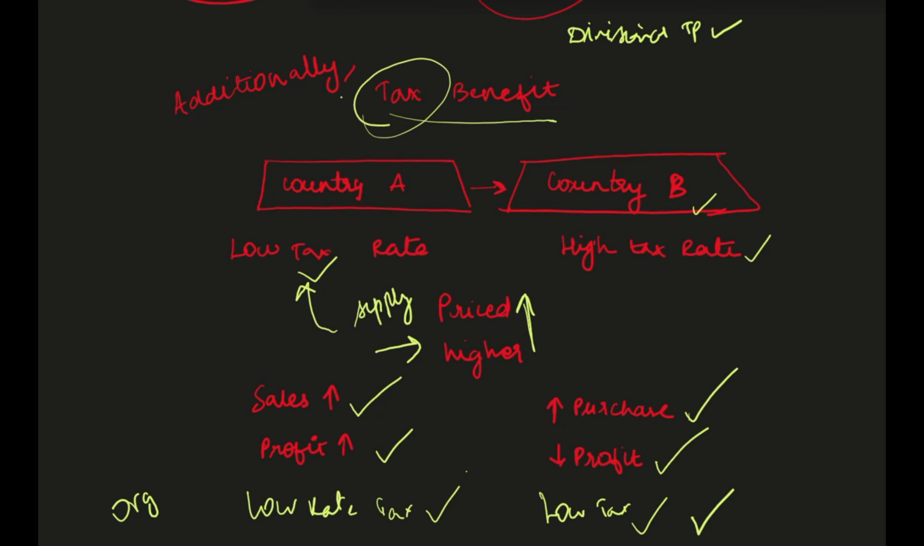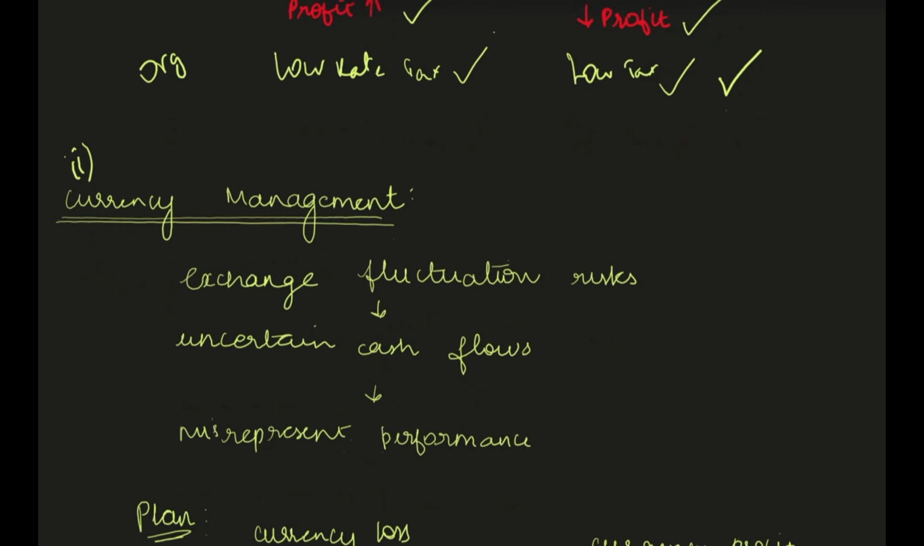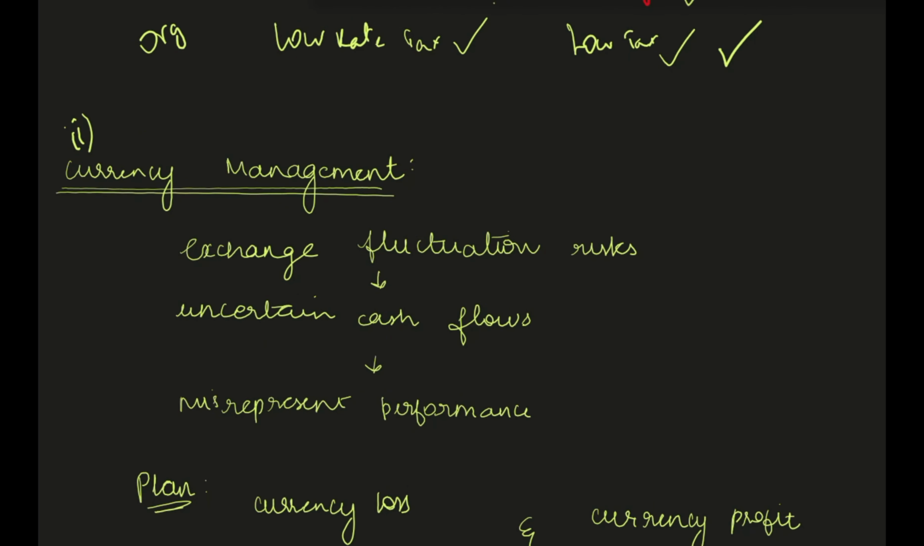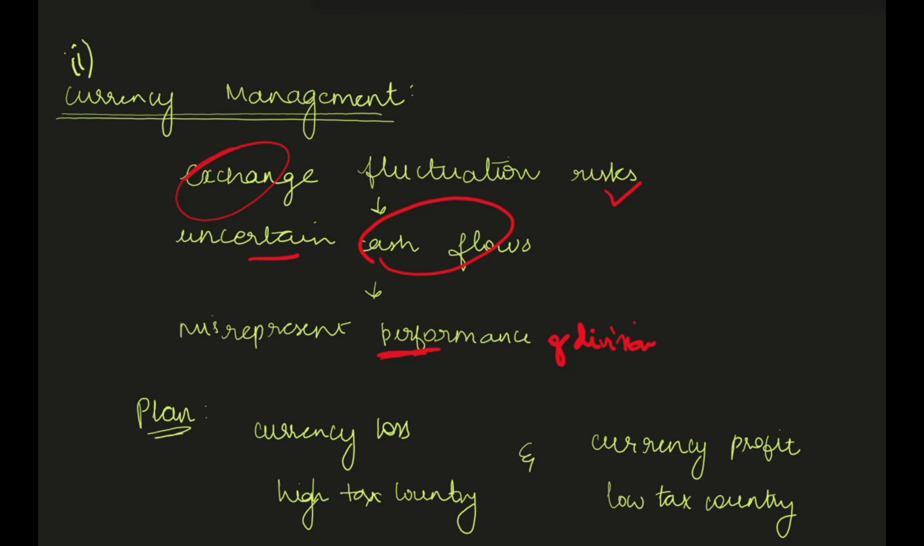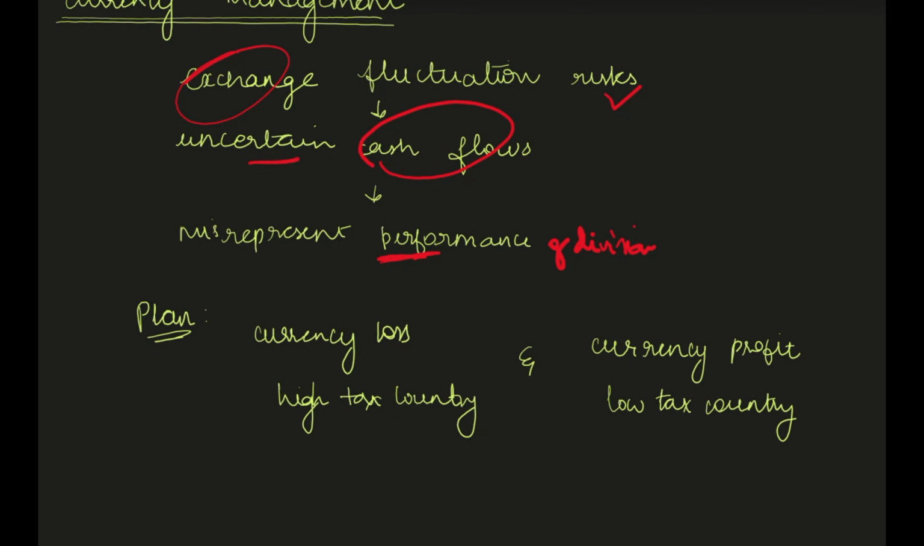That is the tax benefit. And the second thing that is extra is currency management. Now, because these divisions are located in different countries, there is exchange rate fluctuation risk, due to which the cash flows will be very uncertain, and it can even misrepresent the performance of the divisions. So how can we make it beneficial for us? We have to plan in such a way that the high tax currency faces a currency loss, and the low tax rate currency has a currency profit. It will be beneficial for the company.